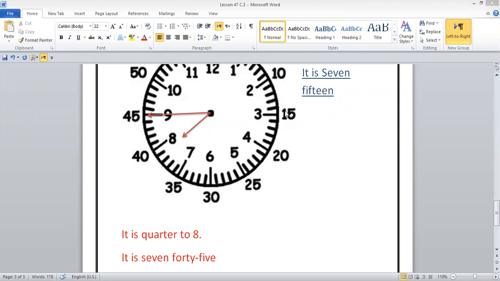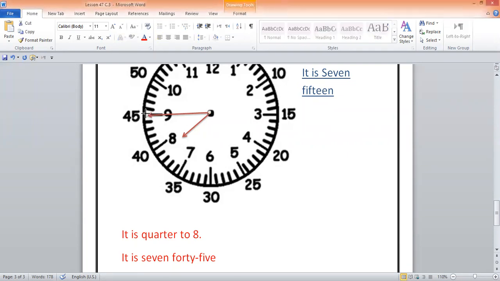So guys, when it comes to 15, you will say quarter past. Check the hour hand, and then check the long hand. If the long hand comes at 3, you will say quarter past. If it comes at 6, you will say half past. After this, you will say it is quarter to. This is quarter to, and at 12, you know it, it is o'clock.